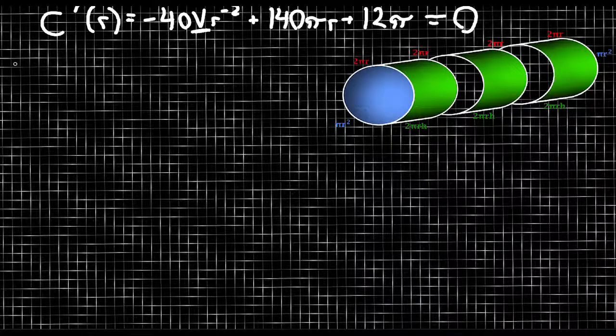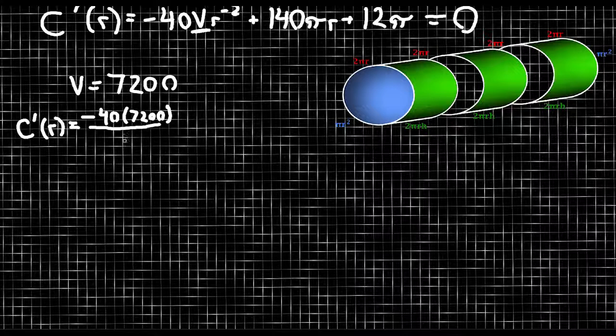So now that we have our derivative, we can actually solve for this and figure out what our optimized cost is going to be with respect to the radius of the container. So the only thing we need to input is our volume value here. So let's go ahead and set volume to the maximum constraint they gave us at the beginning, which is 7,200. So with that, our derivative is going to be C prime of R equals negative 40 times 7,200 over R squared plus 140 pi R plus 12 pi. And now we just have to set this equal to 0, and we can solve.